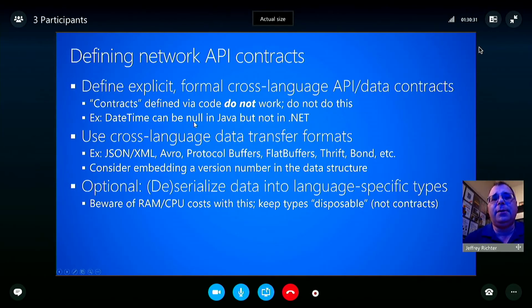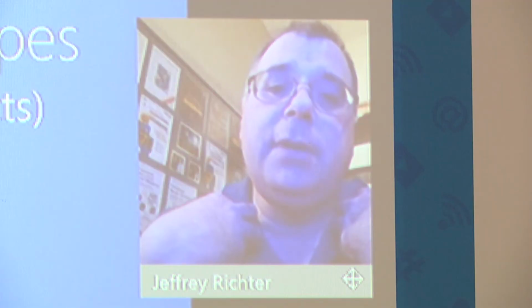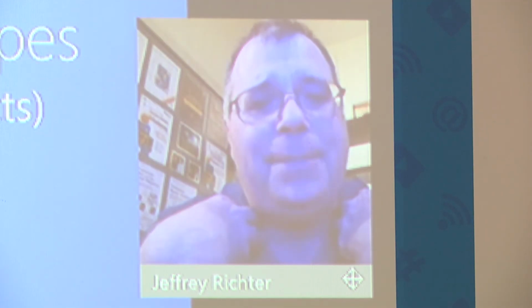Well, if the client who's trying to pass you this in your contract is a Java client, in Java, a date time can be null. But in .NET, a date time cannot be null. And so you in your C# code in your service would never expect the client to pass null. But if the client's a Java client, they can pass null.